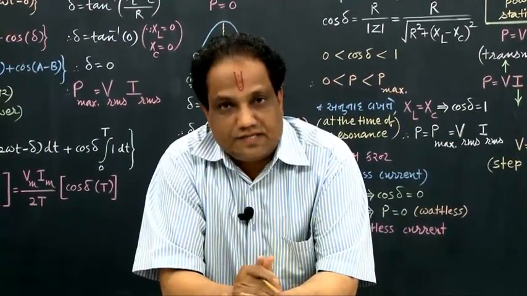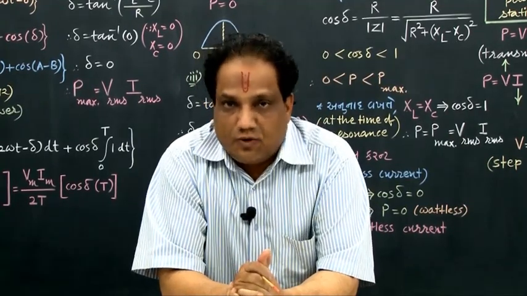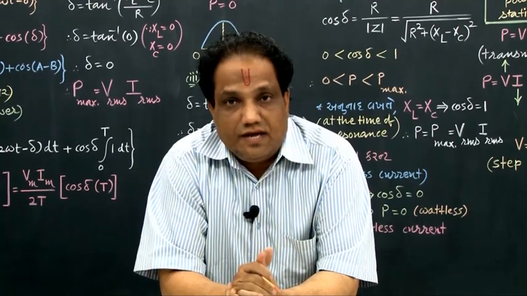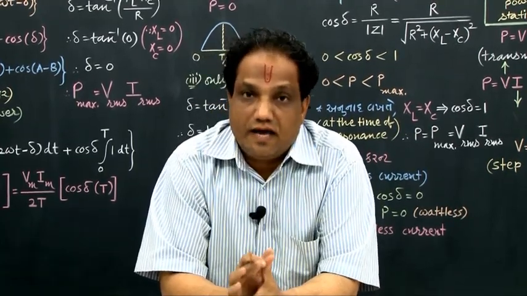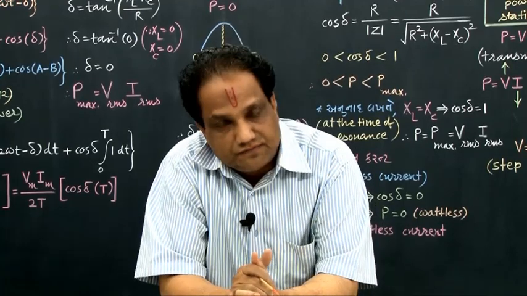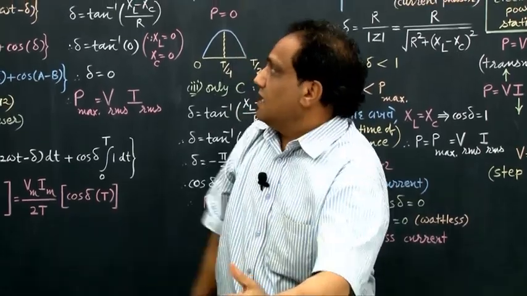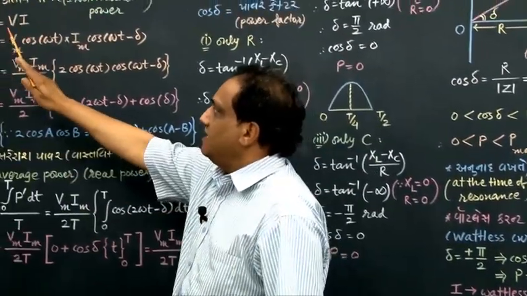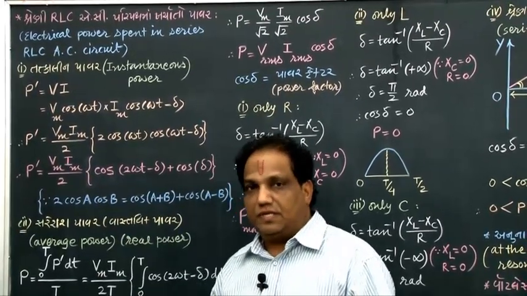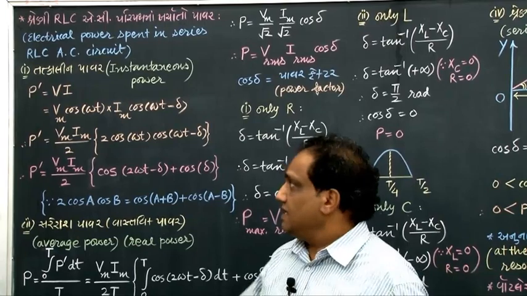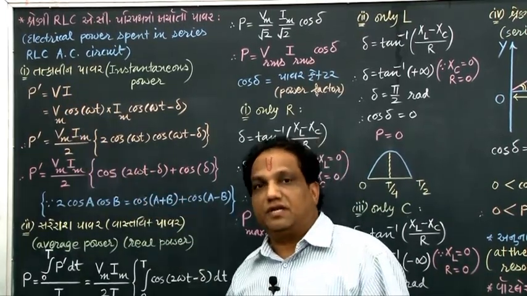Let us go for the last two topics now. What is the electrical power consumed in an RLC AC circuit? Let us talk about that electrical power. First of all, we define instantaneous power. Let it be shown by the symbol P dash. Instantaneous power is nothing but instantaneous voltage multiplied by instantaneous current.